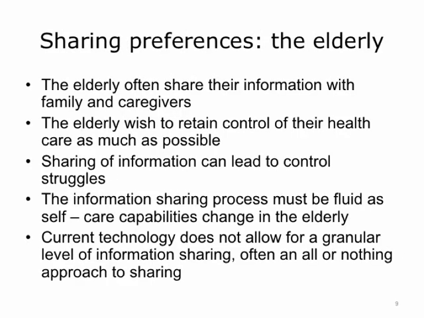As a group, the elderly are less inhibited about sharing their health information with family, friends, and the public. Even though the elderly share their information with their family, they wish to retain control of their health care as much as possible. Sharing of information can lead to control struggles over health care decisions. For the elderly, the information sharing and health management process should remain fluid as the elderly's condition and self-management abilities change. There is an inability to adjust the level of health information that is shared with family, as most current PHRs and patient portals often have a broad-based, all-or-nothing approach to sharing.